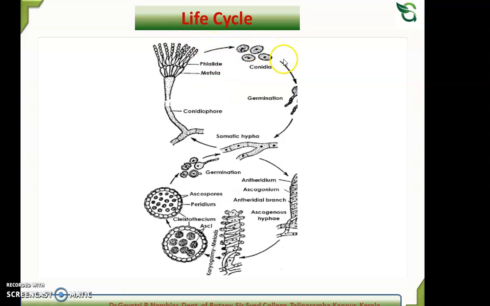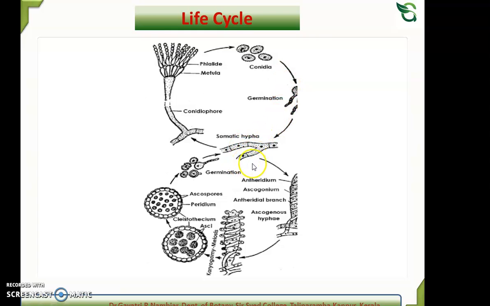Now moving to the life cycle, which I had already mentioned, it contains both asexual as well as sexual reproduction. This is the somatic hyphae. Somatic hyphae produce conidiophores. On the conidiophore, metulae are formed. Metulae produce flask-shaped phialides or sterigmata, on which the conidia are produced. Conidia are the asexual reproductive spores of Penicillium, and they germinate by putting out a germ tube and give rise to somatic hyphae. This is the asexual reproductive cycle.